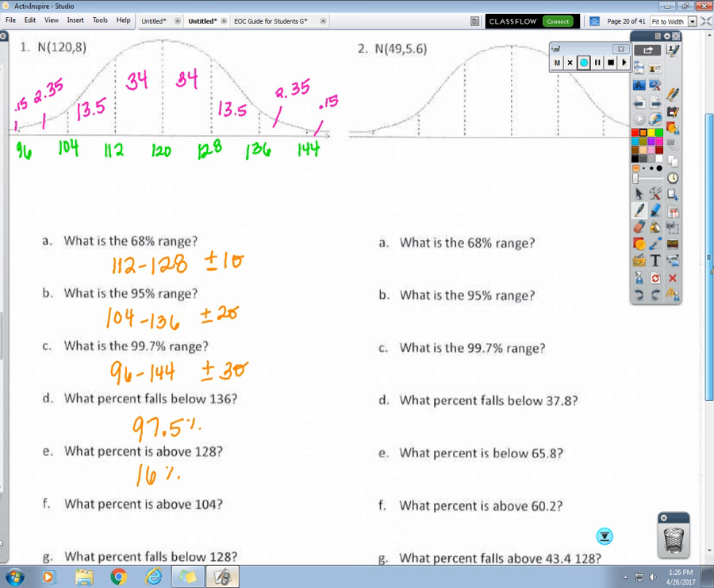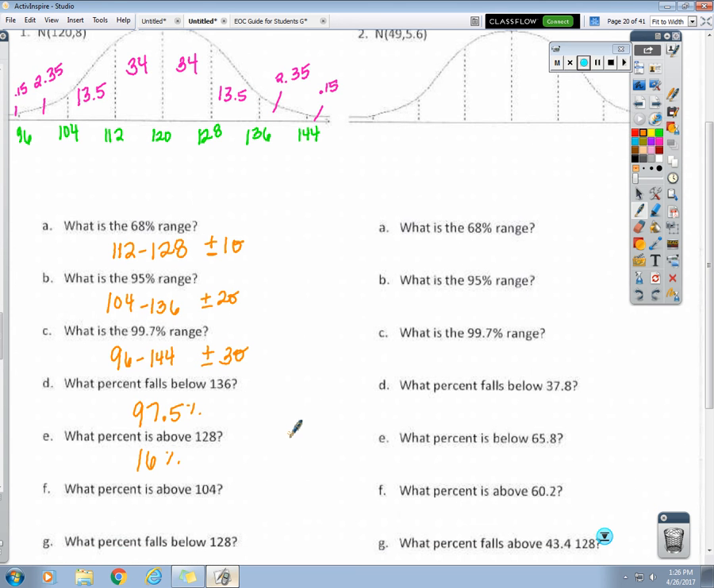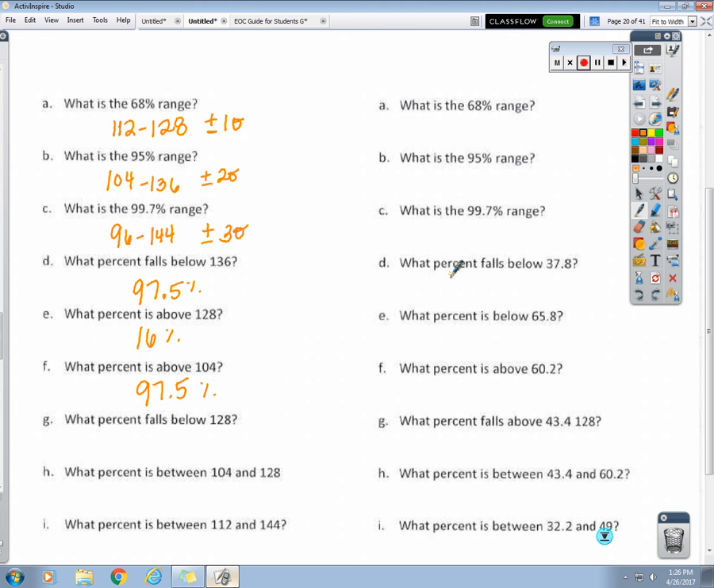What percent is above 104? Everything except for these two, which add up to 2.5. So what's 100 minus 2.5? 97.5. What percent falls below 128? 84%, because that would be 50 from here over, but then from 128 is 34 more, so that's 84%.